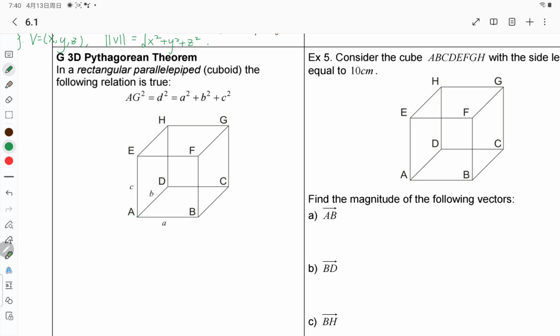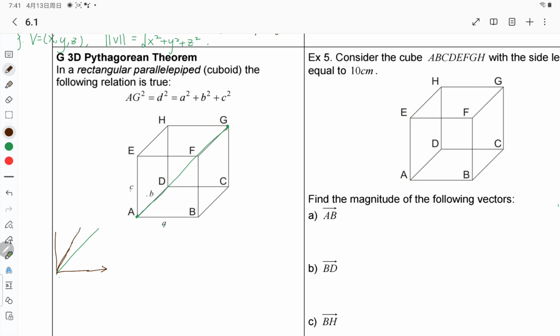Yeah, here, so AG, if we are going to connect these two, right? So it crosses the diagonal of this 3D cube. So it's going to be A squared plus B squared plus C squared, okay? And of course, it's not easy to draw this 3 coordinate.